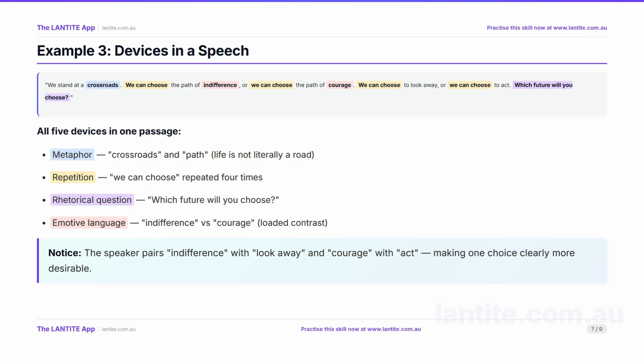And the passage ends with a rhetorical question. Which future will you choose? The expected answer is obvious. You should choose courage and action. The only device not present here is appeal to authority, but 4 out of 5 in one short passage shows how writers layer devices together for maximum impact.